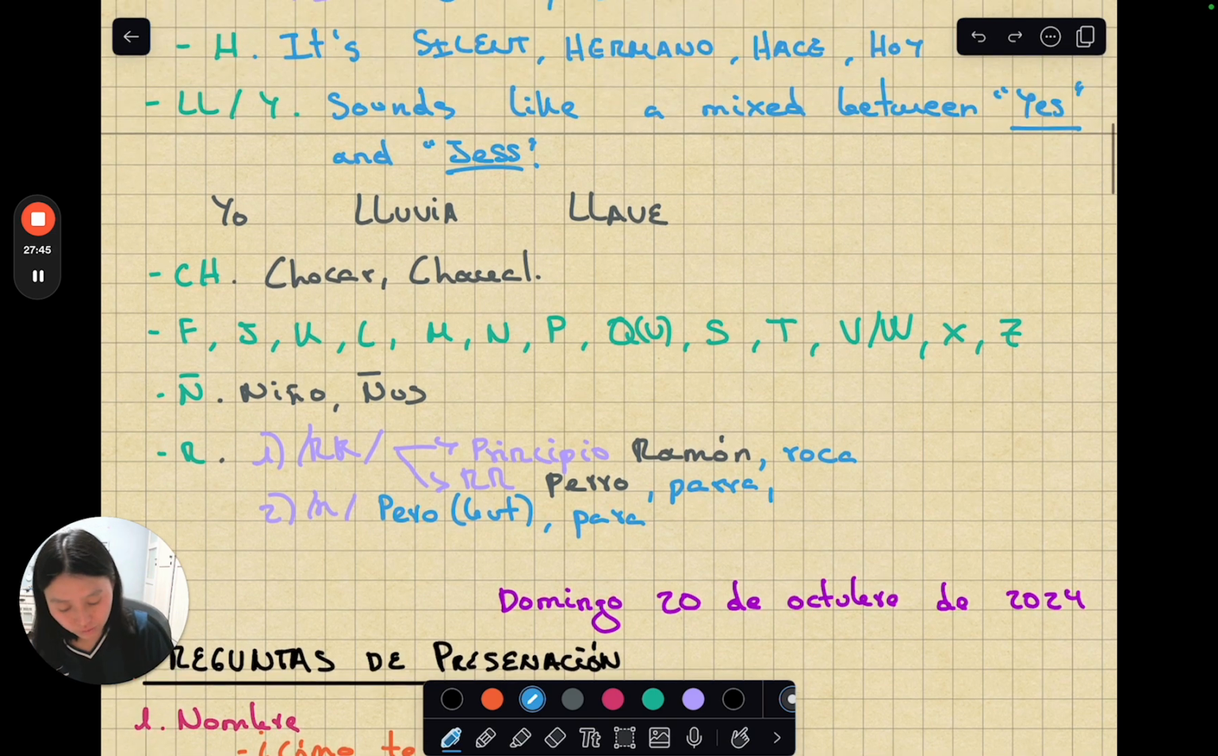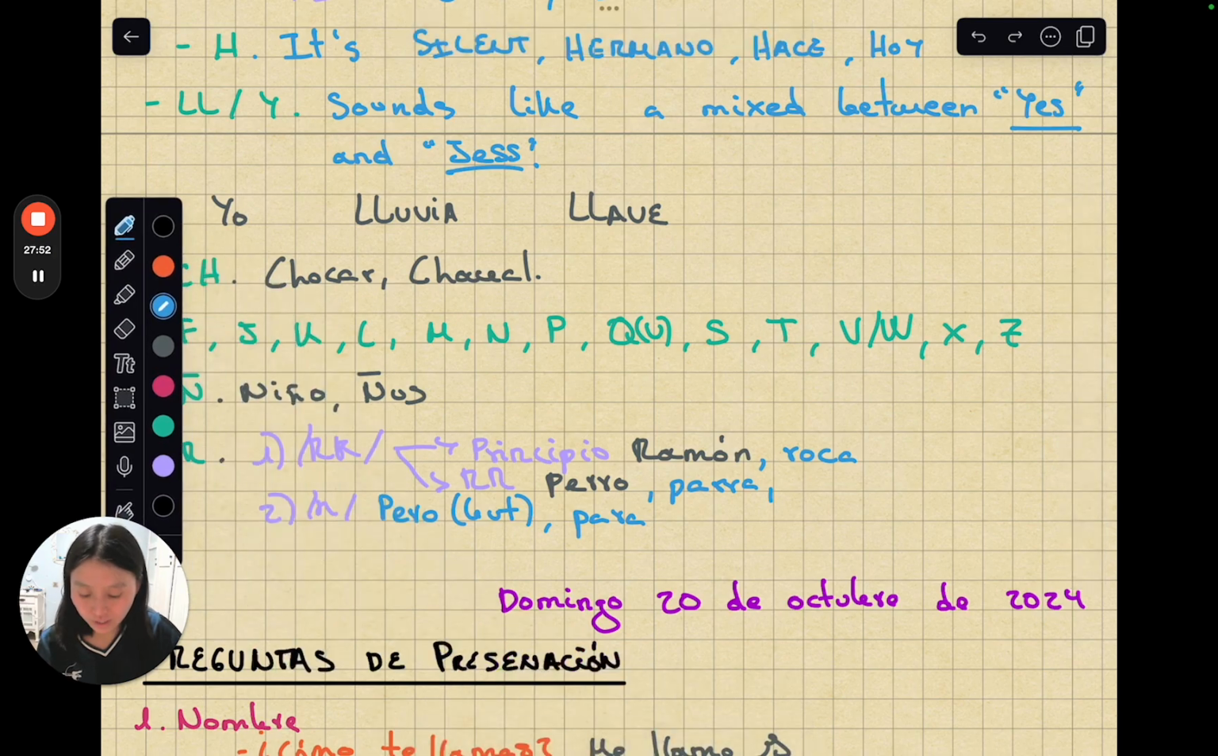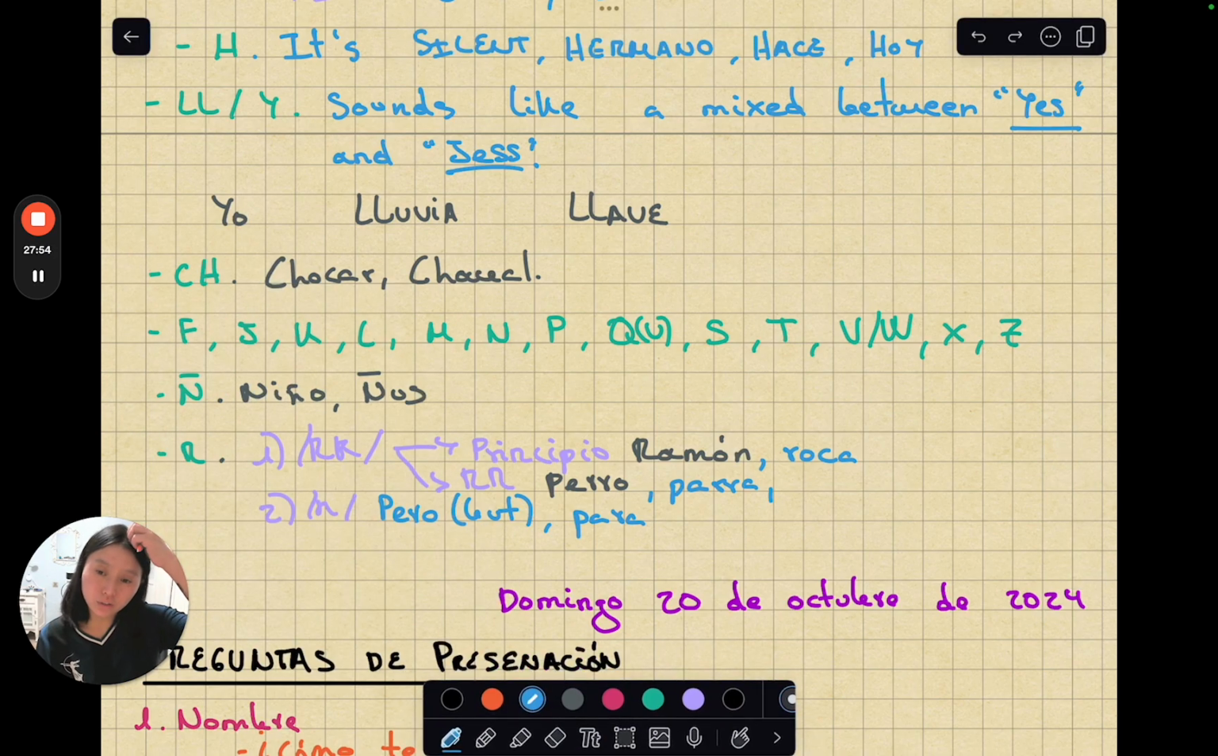And then we have all these letters that are very easy to pronounce actually. The F is the F, fa, fe, fi, fo, fu. The J, as I said before, whatever sound that in English is J, in Spanish is going to be ha. So it would be ha, he, hi, ho, hu. The K is the K, but it's not really used. It's only used for foreign words.